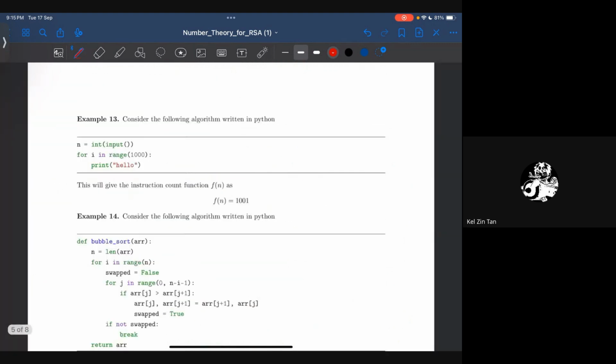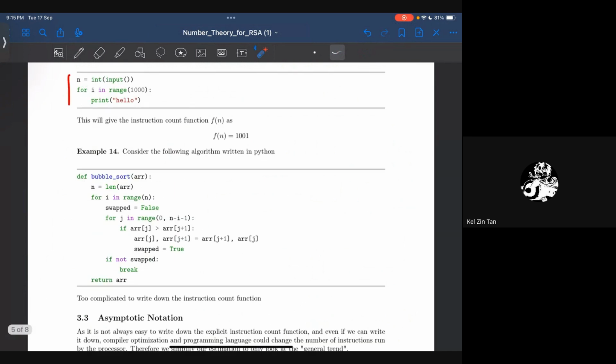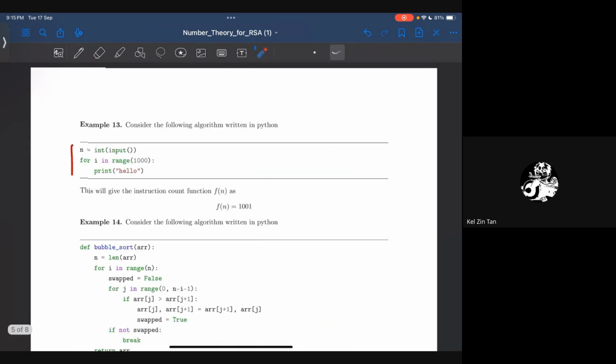So now let's look at this first. We have n as input, and then for i in range 1000, print hello. So this will naively just be 1000 plus 1, which is 1001. So I believe this is okay for you all now. Now let's look at a more complicated algorithm.